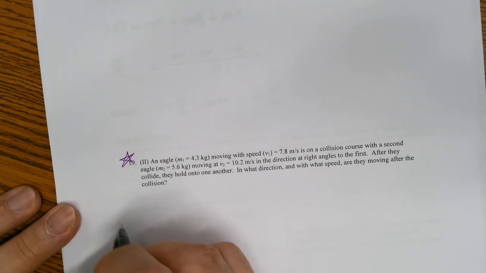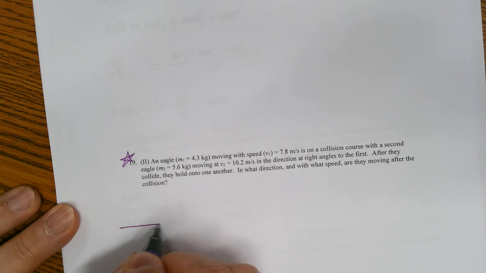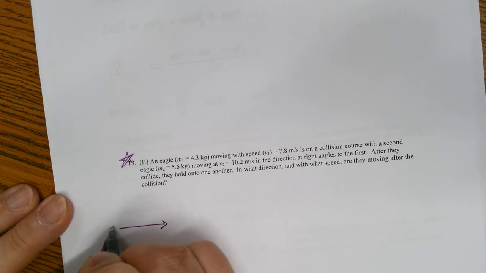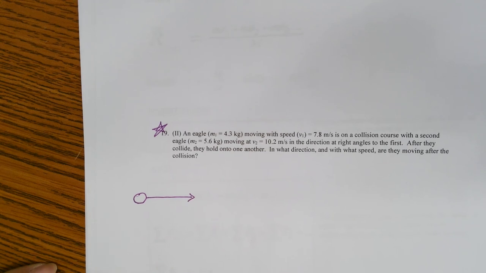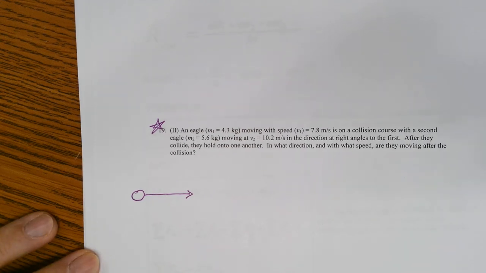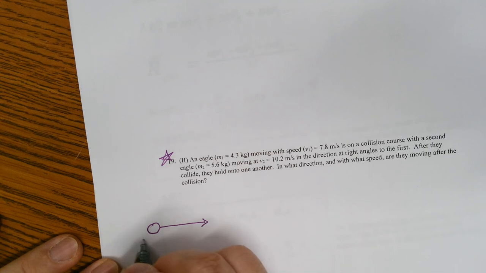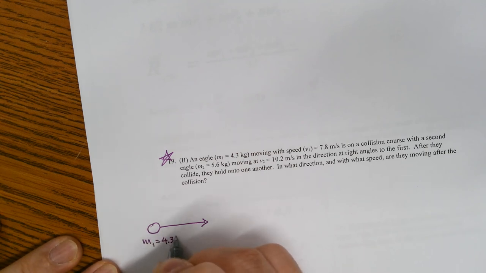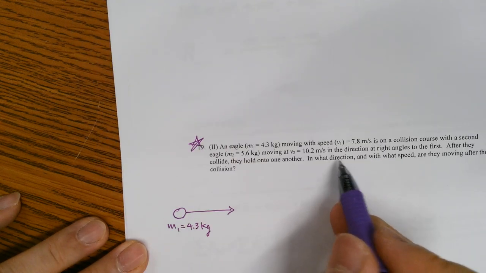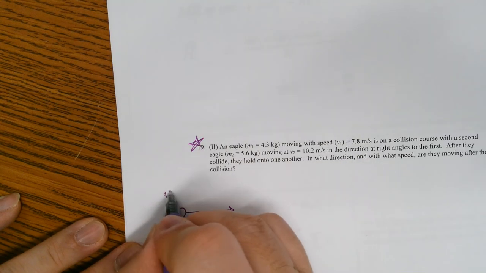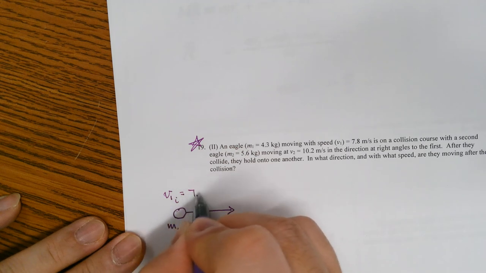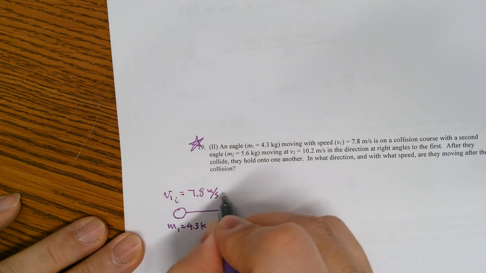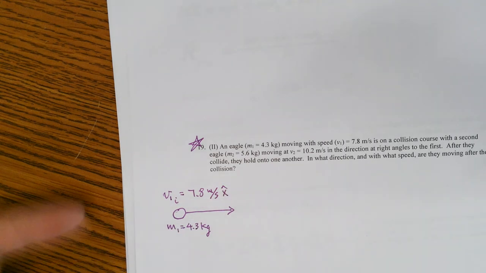So we have the first eagle going, let's say, this way. So here's my spherical eagle. Assume a spherical eagle. It's easier to draw that way, right? And the mass of the spherical eagle, mass 1, happens to be 4.3 kilograms. So V1 initial is equal to 7.8 meters per second, X hat, going in the X direction.